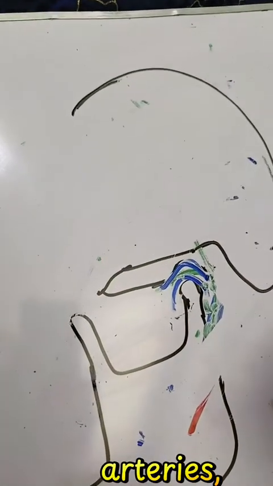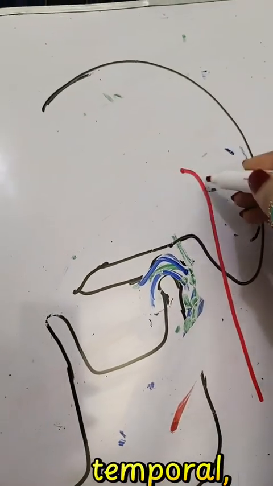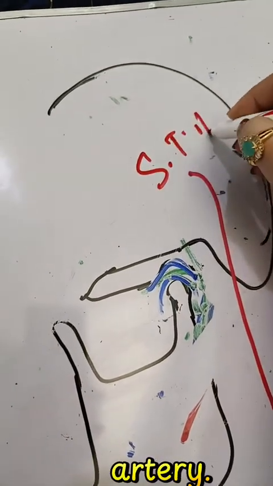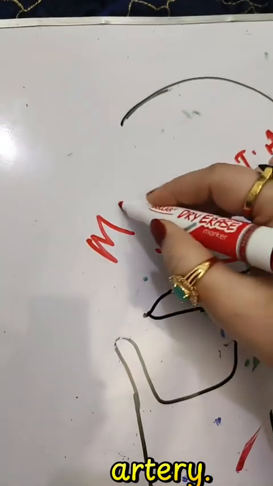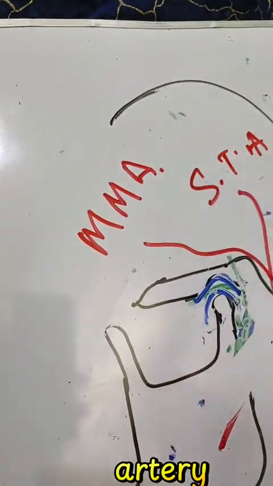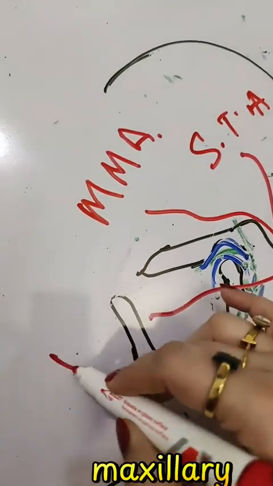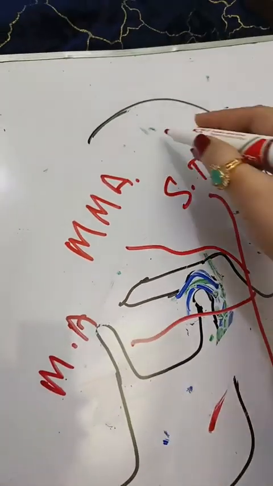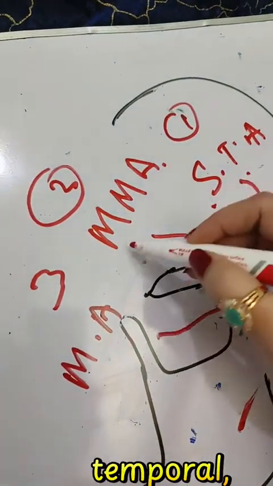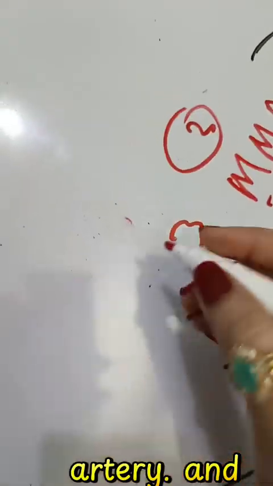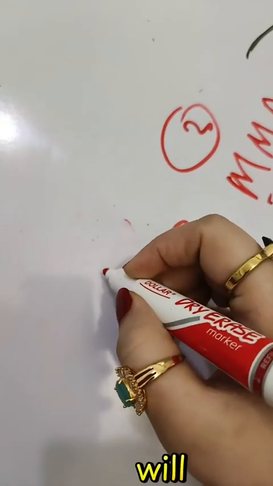Here are 3 arteries: superficial temporal artery. Number 2nd is the middle meningeal artery, and the maxillary artery. 1, 2, 3. Superficial temporal, middle meningeal, and maxillary artery. So the movement I will tell you in another video.